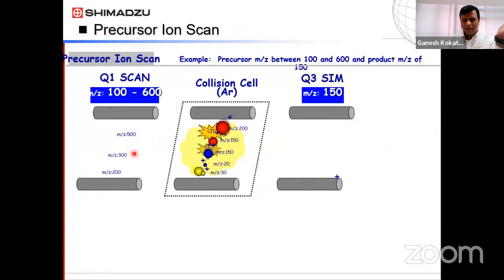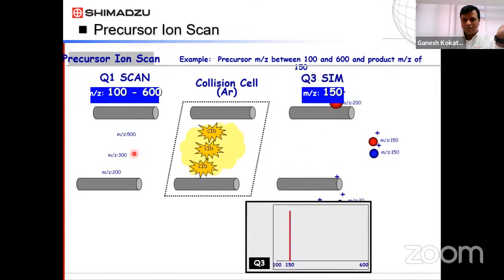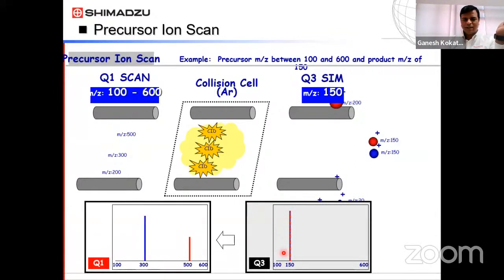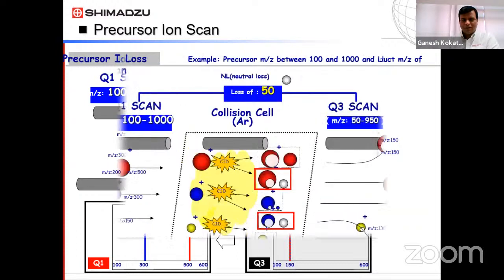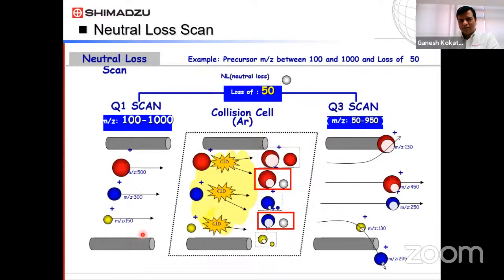For example, all ions are getting formed and I am getting the response of 150. But the response is almost double as compared to the single 150 mass. And that's why we are checking whether this analyte corresponds to 500 and 300 as well. So we need to cross check it, and that's why the precursor ion scan will help you to check what the products actually are. Okay, then the next one is neutral ion loss.